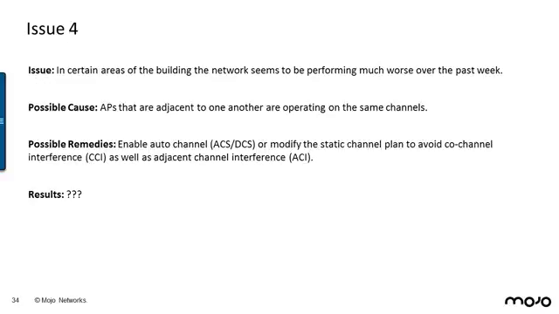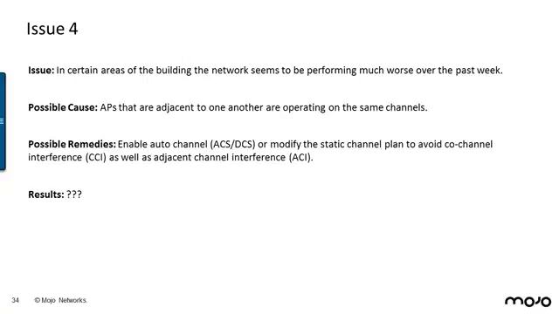So anyways, issue number 4, in certain areas of the building, the network seems to be performing much worse over the past week. And the possible cause is that APs that are adjacent to one another are operating on the same channel. You wouldn't think that this happens, but it does. It happens when we use static channel plans, but it also happens when we use auto channel.